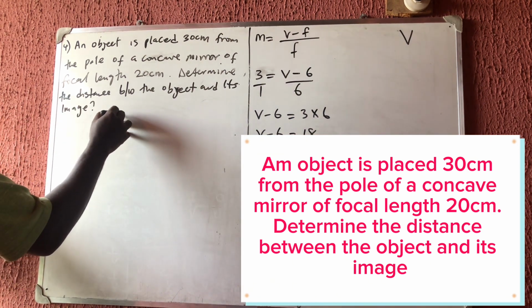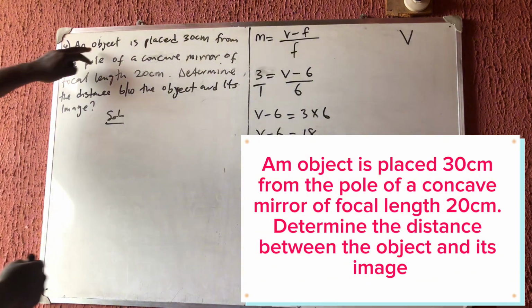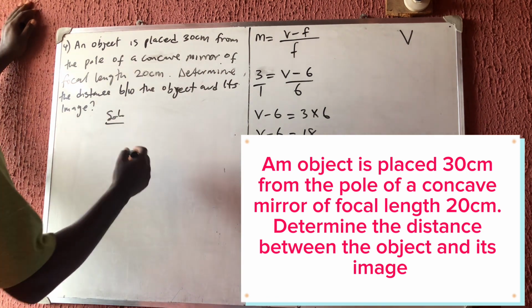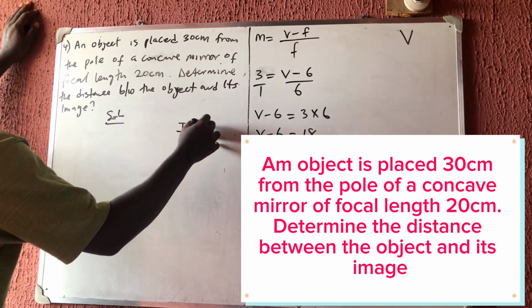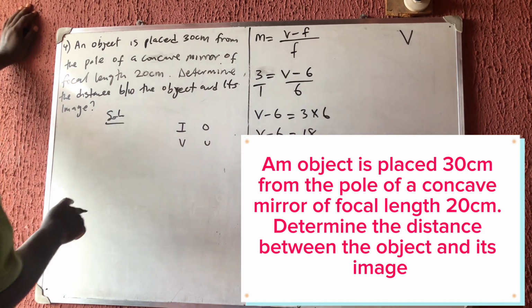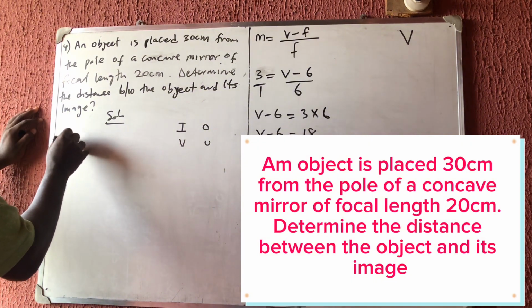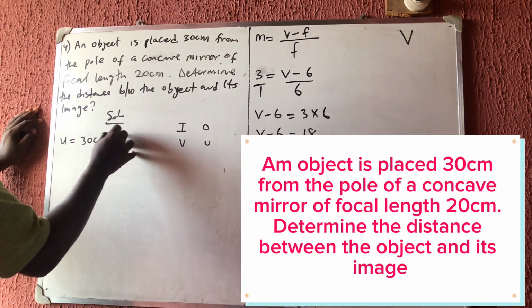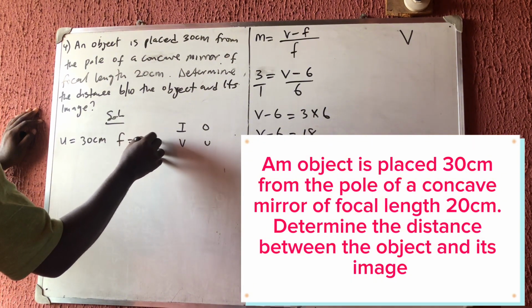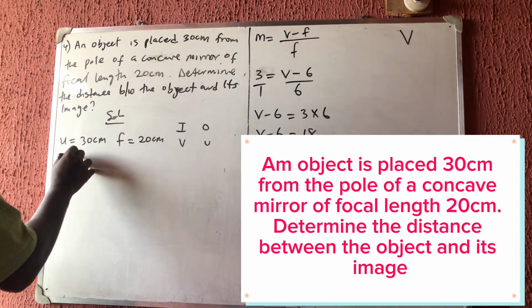Okay, this is a very simple question. The first thing they gave us is an object, so you do your normal thing: I comes before O, and U comes before V. That's how I do it. So the object distance U they gave us is 30 cm, and our F is 20 cm. So we need our V, which is now unknown.